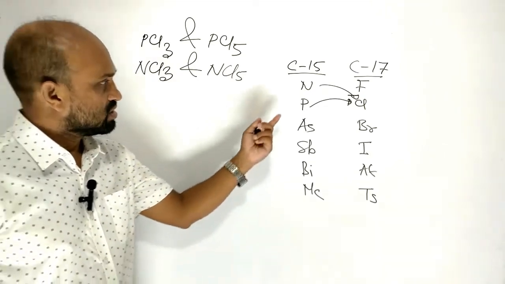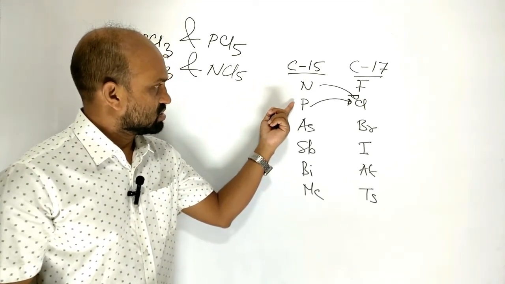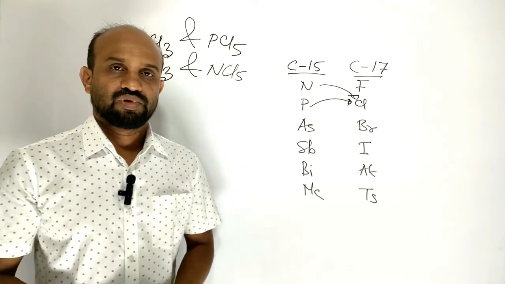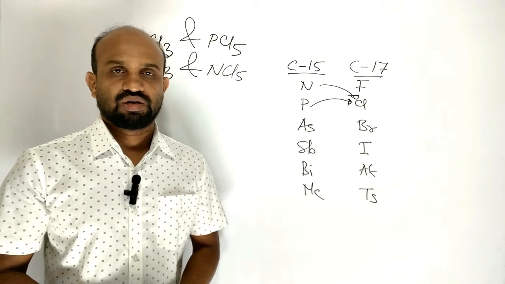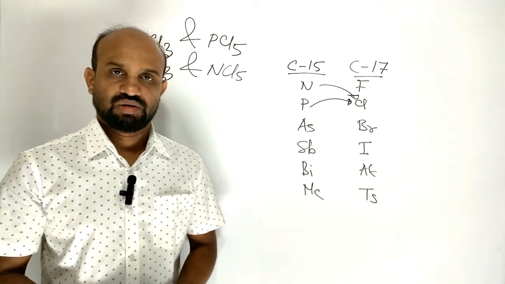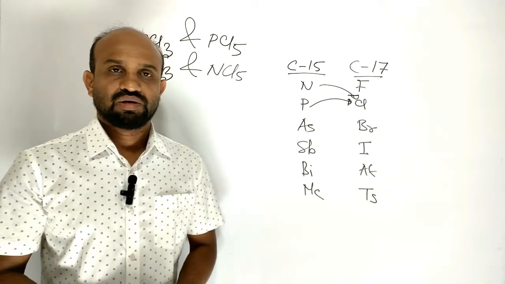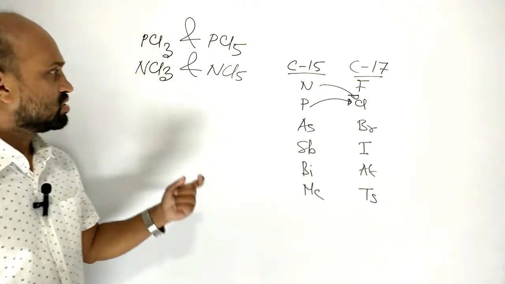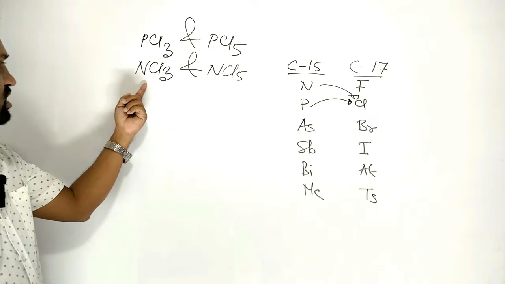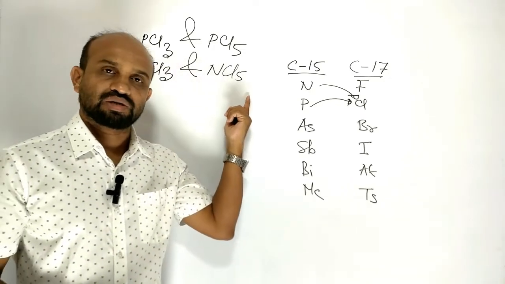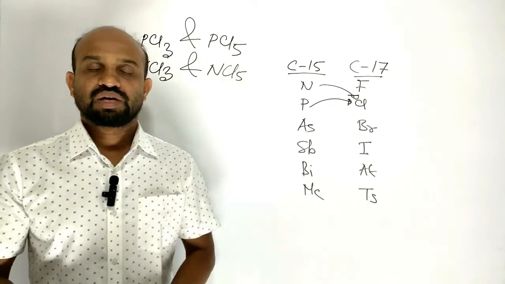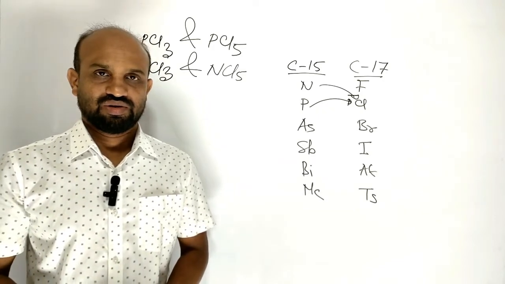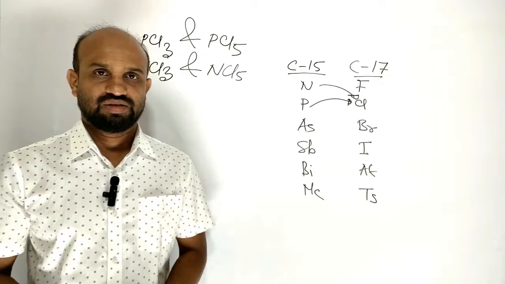That is, today's lesson is phosphorus with chlorine can form phosphorus trichloride and phosphorus pentachloride, but nitrogen of the same column with chlorine can form only nitrogen trichloride, but nitrogen pentachloride cannot be formed. Why? This is today's lesson. Let's go to the detail.